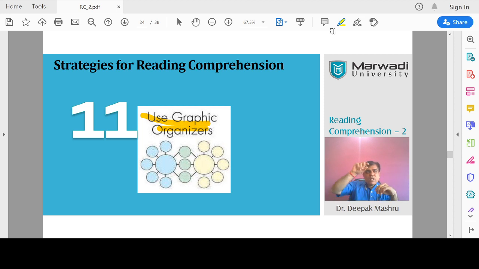For example, if in one passage there are four paragraphs, one paragraph related to the first one will go with a dotted line. Second will go with a curly line. Third will go with a straight line. In that way, you can find it out, and by doing it, you can create a mental map easily.